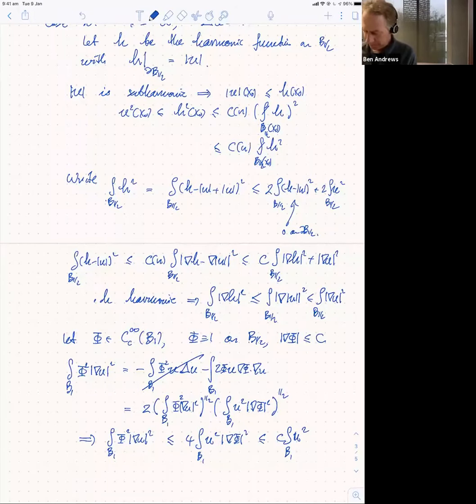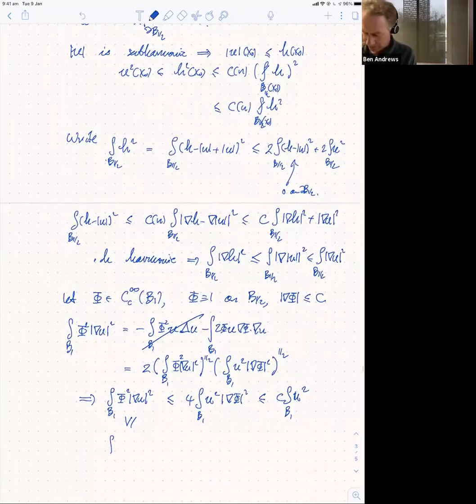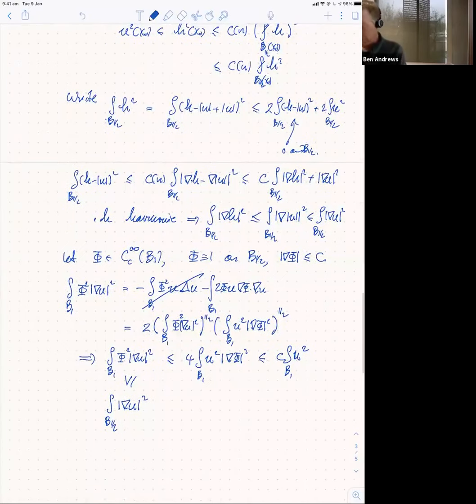Okay, and on the left-hand side, because phi is equal to 1 on the ball of radius a half, this is greater than or equal to the integral of gradient u squared on the ball of radius a half. So that's really the inequality I want. The integral on the half ball of gradient u squared can be bounded by a constant times the integral on the full ball of u squared.